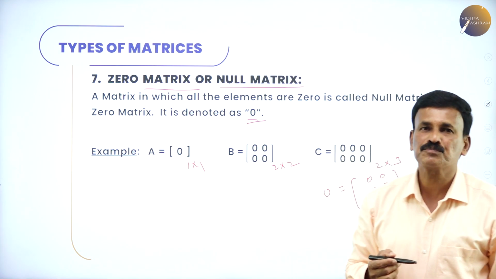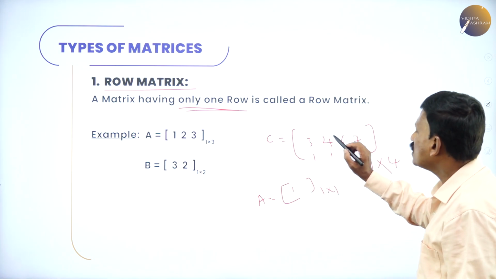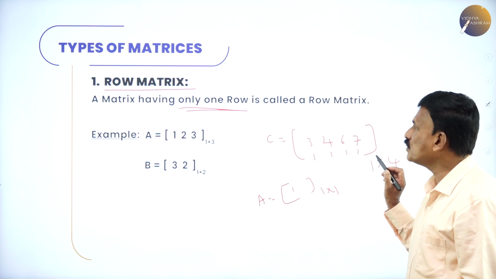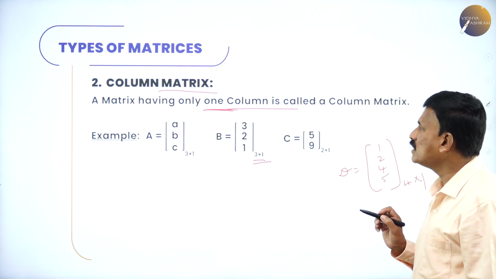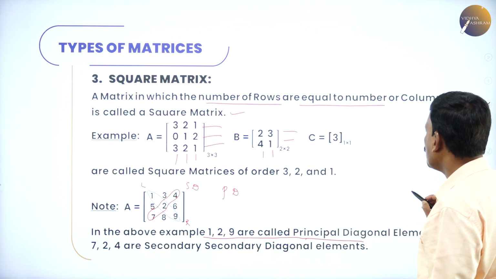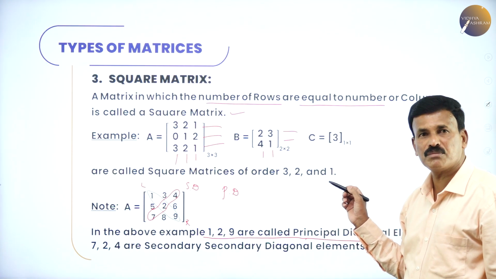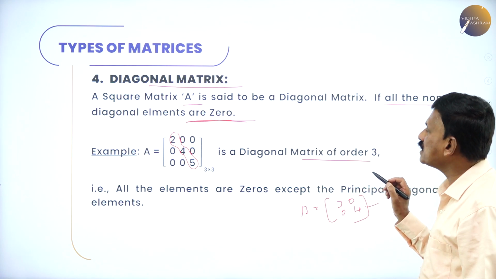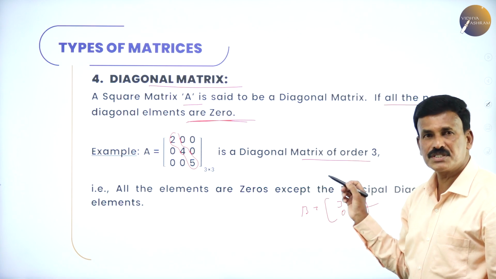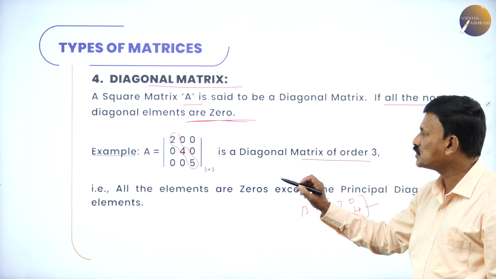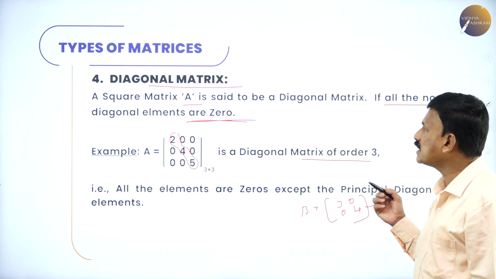So, first one is row matrix, a matrix which contains only one row. Column matrix, a matrix which contains only one column. Then square matrix, a square matrix means in which the number of rows is equal to the number of columns. Next, diagonal matrix, a square matrix is said to be diagonal if all the non-diagonal elements are 0. 2, 0, 0, 0, 4, 0, 0, 0, 5 is an example for a diagonal matrix.